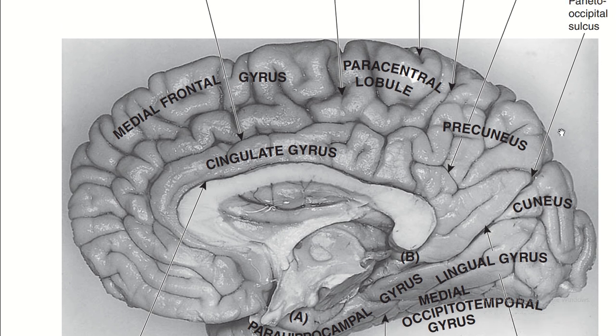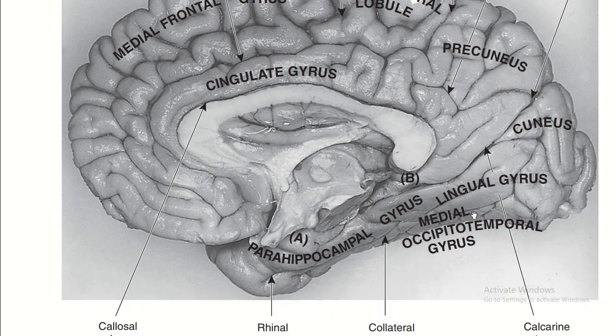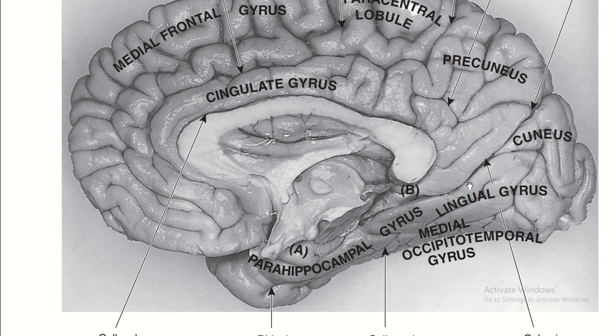So the parietal occipital sulcus is going to extend as what you call a calcarine sulcus right here, right? This calcarine sulcus is very important because what is anterior and posterior to it is going to be your primary visual cortex. So you have your precuneus and your cuneus. These are areas that are going to be involved in primary visual function.